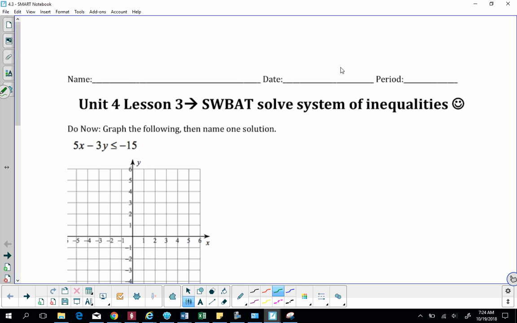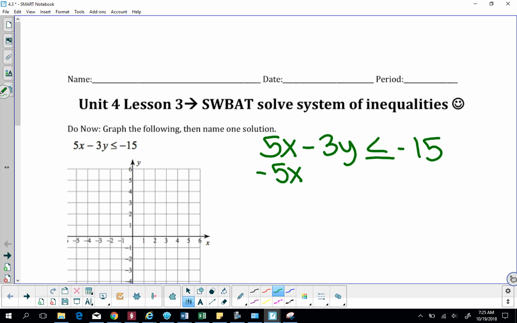What's my first step of what I should do? Even looking at your survival guide notes, what's the first thing that I should do? Subtract 5x, right? We need to get y solved. And so the first thing I'm going to do, just like if it were an equal sign, is subtract 5x on both sides.